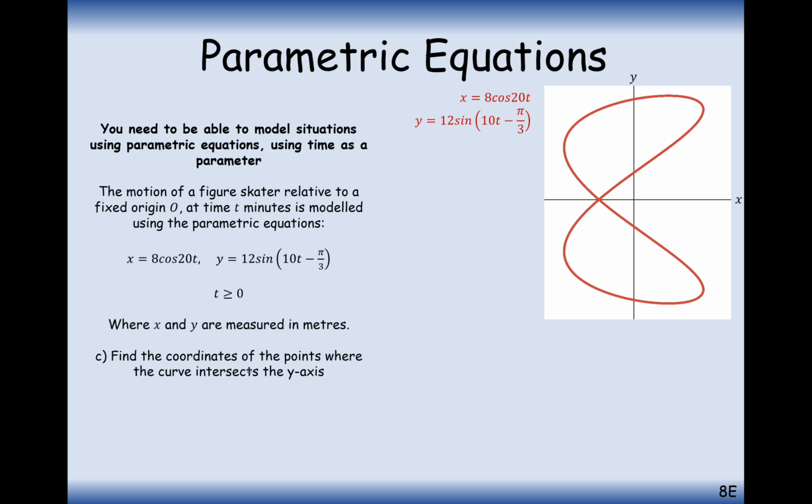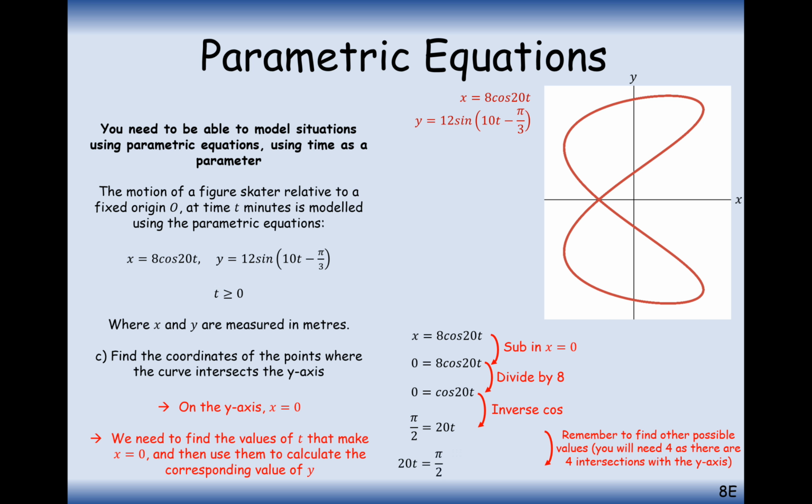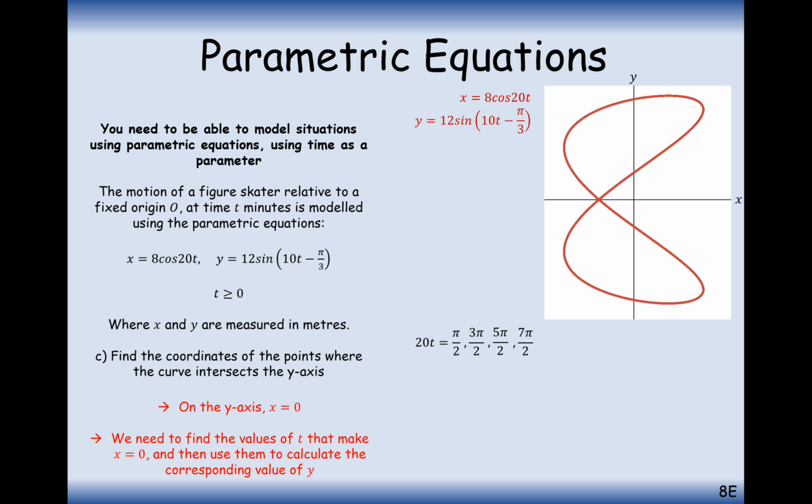Part C is to find the coordinates of the points where the curve intersects the y-axis. Well, if it intersects the y-axis, we'll have to set x equal to 0. So in this case, cos 20t is going to equal 0, so inverse the cos, and we'll get 20t equals pi by 2. And let's find some more values that it will intersect at. So we need 4 more. It's going to be pi by 2, 3 pi by 2, 5 pi by 2, and 7 pi by 2. By the time it's got onto the next one of 9 pi by 2, it should be looping back onto the same one that it was at pi by 2.